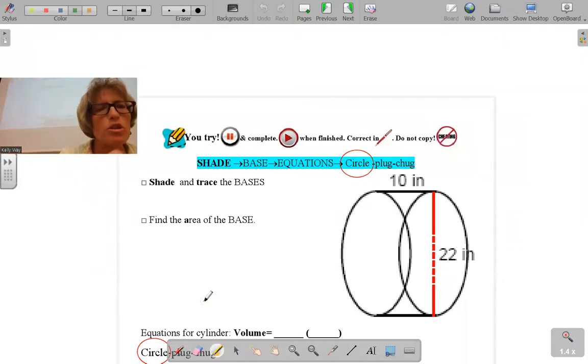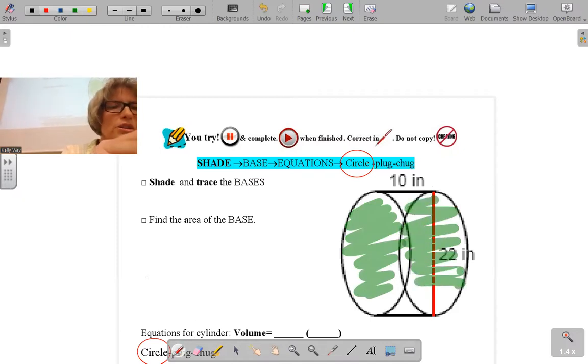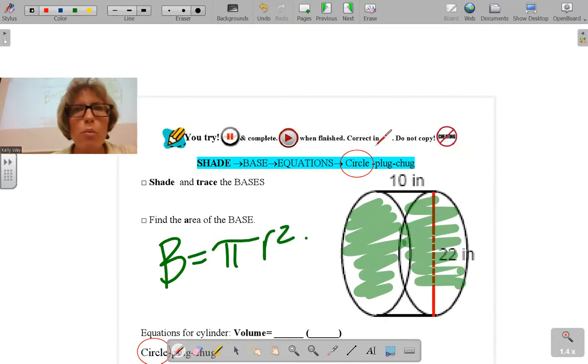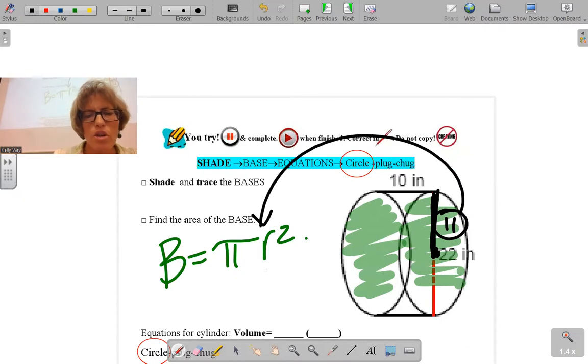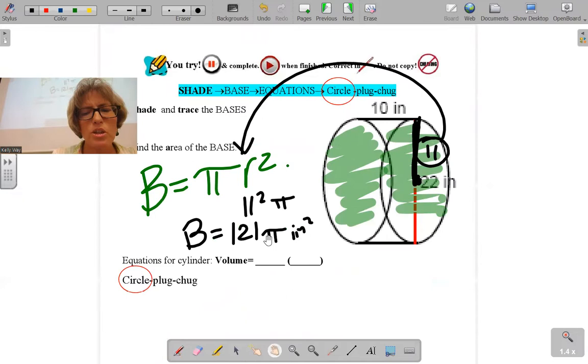Step number 1, you were supposed to shade your bases. Your base is a circle here: pi r squared. Super important. Always trace your radius, because if you use 22 there, you would be wrong. It's 11. So we're going to do 11 squared times pi, which is 121 pi. And that's your base, in inches squared. We're leaving it in pi form because there's nothing else we need to do with it.